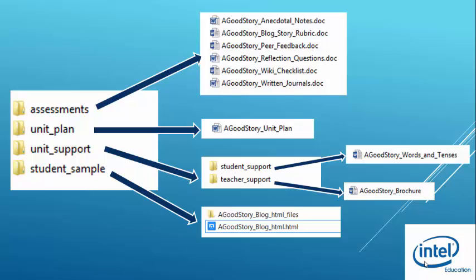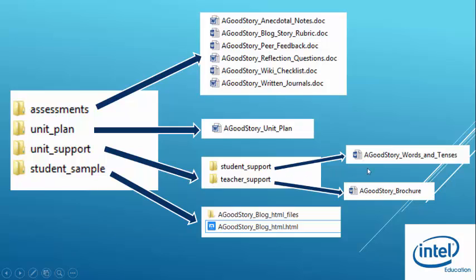My unit portfolio has four main parts: the unit plan, the assessment, the unit support, and the student sample. The first part, the unit plan, contains the whole thing, all the important parts in the unit. The second is the assessment, which will contain some blog or story rubric, peer feedback, or written journal. The third part is the unit support, which will contain the student support folder and teacher support folder.